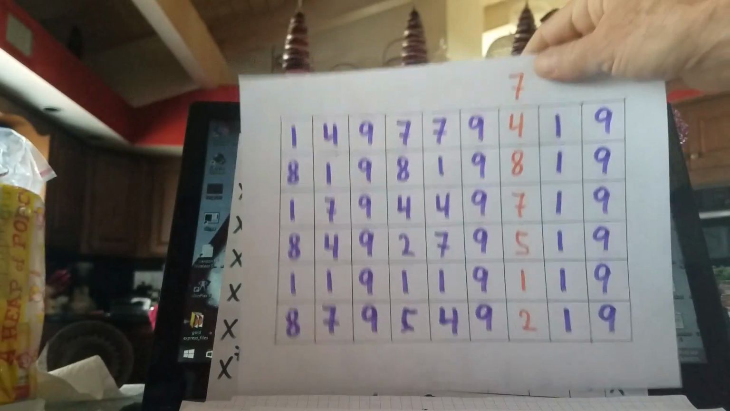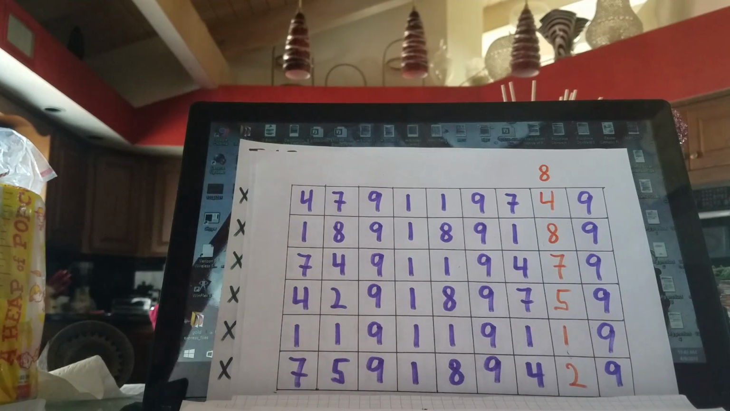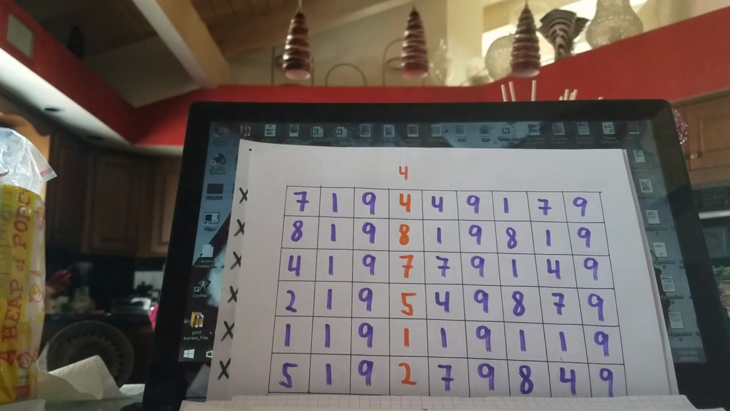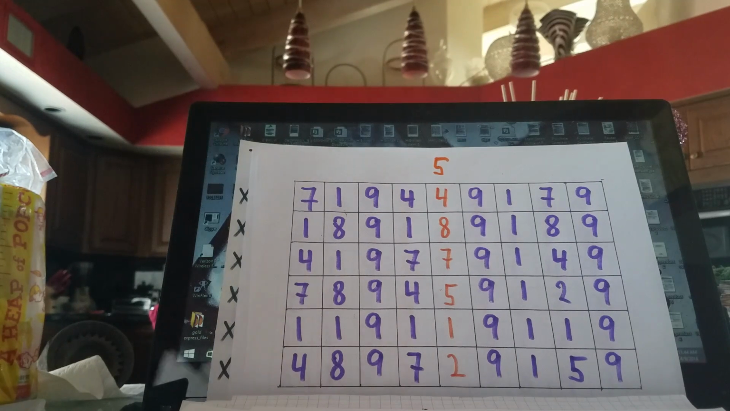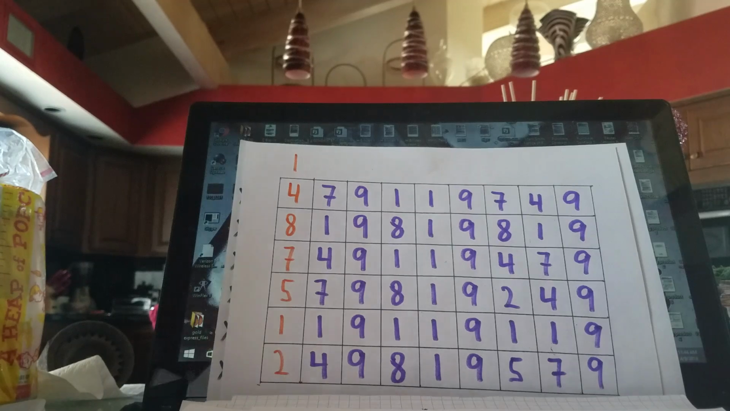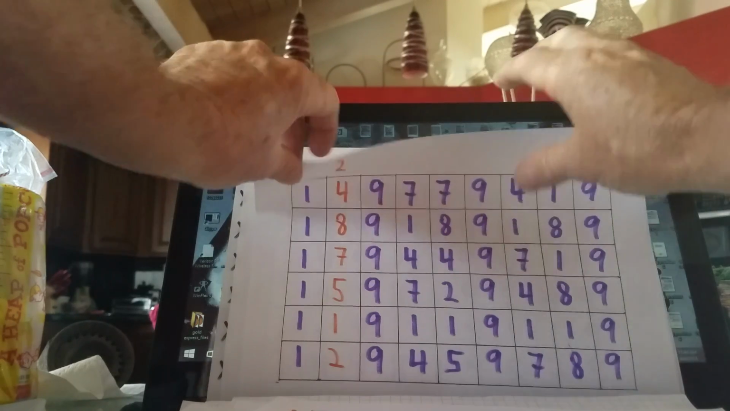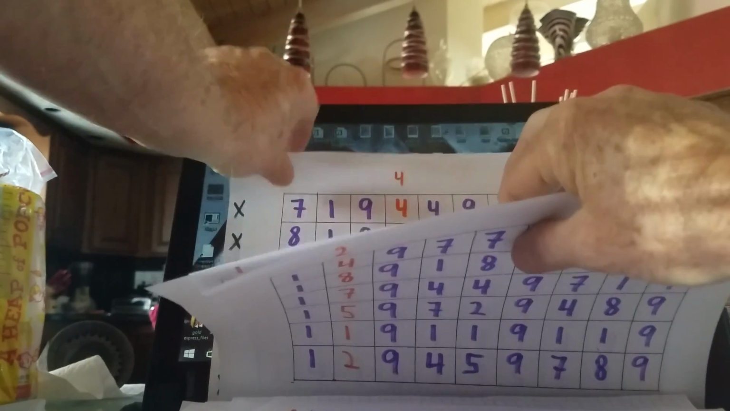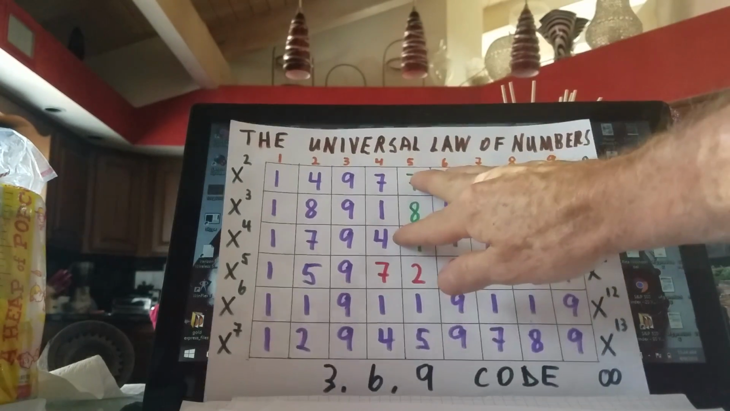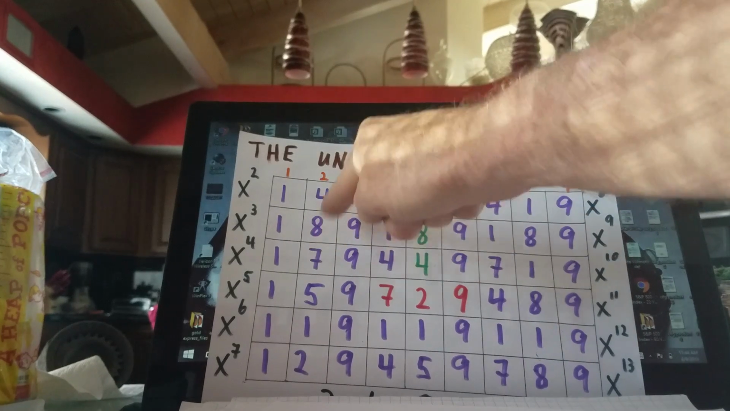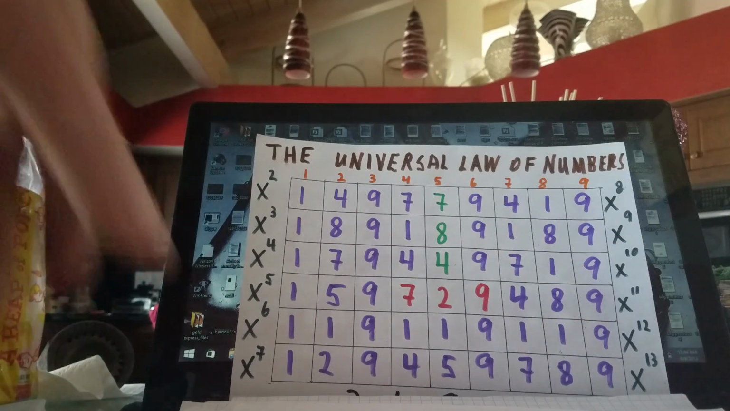I can just show you what I mean by that. We have 7 and 8 and 4 and 5 and 1 and 2. And that's the 248751 code. 215487. And we see that 215 or 487. Okay, very good. So that's the 248751 code, and that's the 369 code.